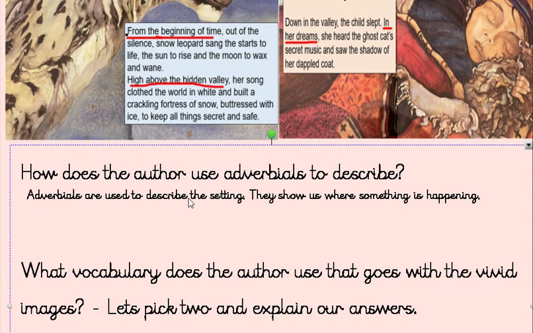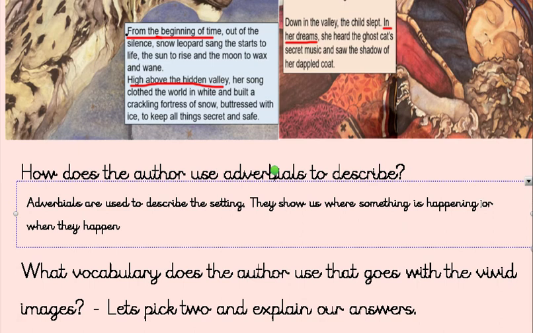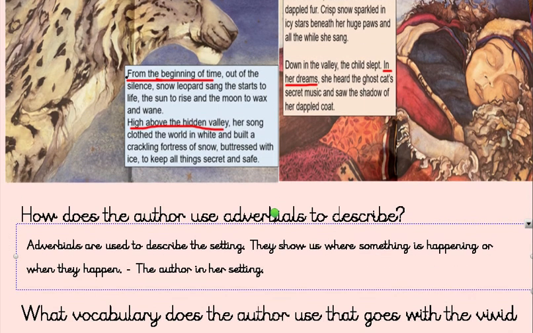So, adverbials are used often to describe, or they can show us where something is happening, or when they happen. And she uses it a lot for her setting. So the author uses it in her setting, doesn't she? She uses it to set the scene. The author uses adverbials brilliantly here, and that's something that we might think about adding into our work, to modify and add to the verb and tell us where something happens, when it happens, maybe often how it happens. And those adverbials really make our writing more interesting.